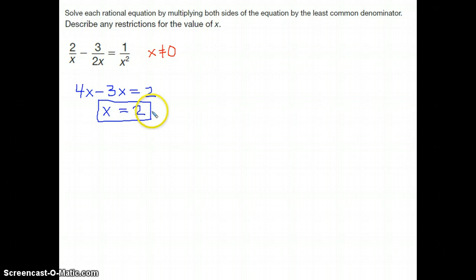We know it's a solution because it does not match our restriction. And again, we should always go through and check it, but the big thing is that because it doesn't match our restriction, we know that this is a solution.